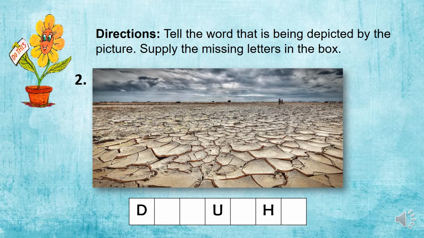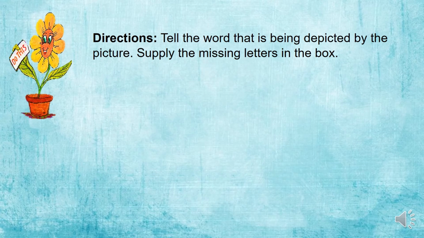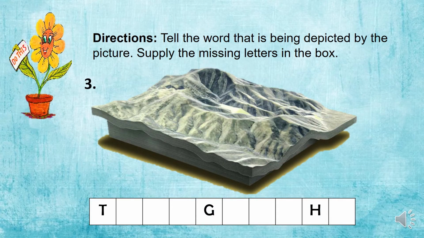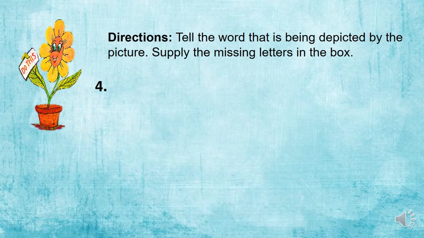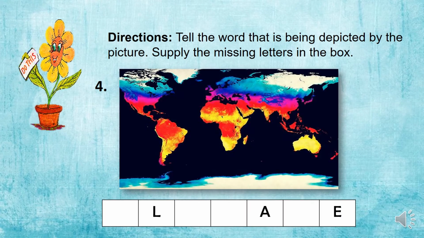2. What word is being described in the picture? 3. Again, what word is being described in the picture? 4. Tell the word that is being depicted by the picture. Don't forget to write your answers on your activity notebook. Your science teacher will be checking your answers in your activity notebook.